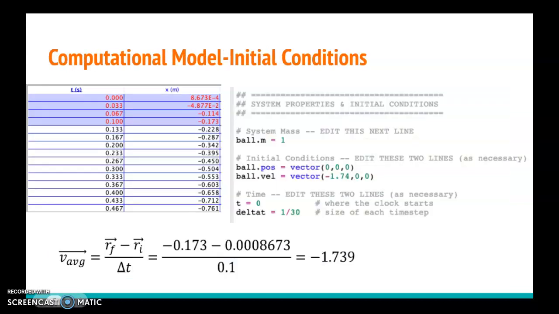To start with the computational method, here's a small portion of my GlowScript code that has the initial conditions. The mass of the ball was not changed for this code because it would have no effects on the physics of the problem according to Newton's second law. The initial position was set to 0, 0, 0, and the initial velocity was set to negative 1.739 meters per second. The initial velocity was calculated using the first 4 frames in tracker, seen on the left on the PowerPoint, and using the average velocity formula as shown below.